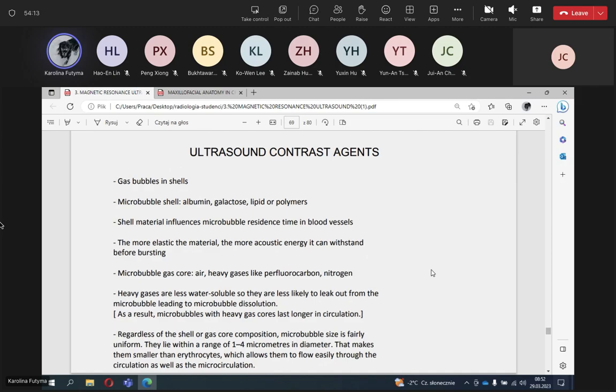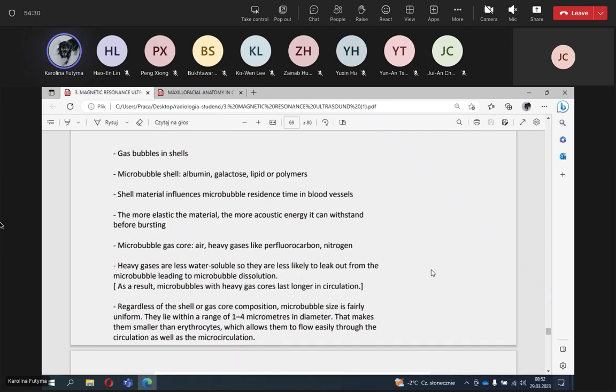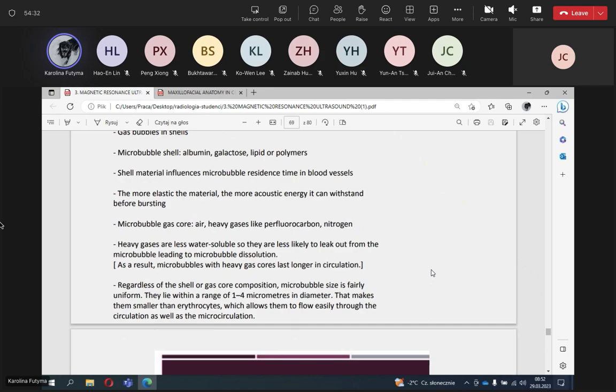Microbubbles can contain air or heavy gases, like perfluorocarbon or nitrogen. Heavy gases are less water soluble, so they are less likely to leak out from the microbubble, leading to microbubble dissolution. As a result, microbubbles with heavy gas cores last longer in the circulation of the body.